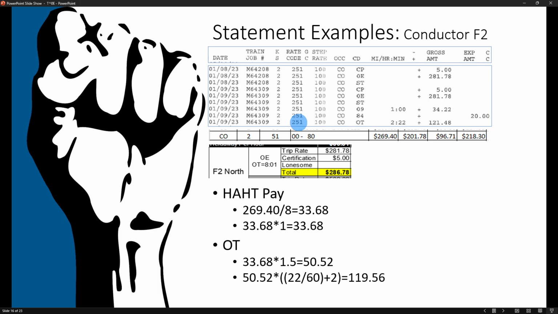Sometimes, rarely, I find an issue where this is like 151, which is passenger service. It does happen. That's why I'm trying to get attention here to the rate code column.